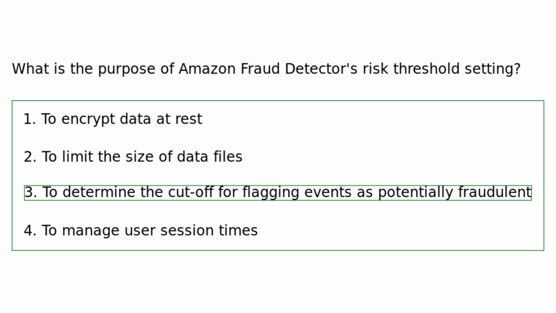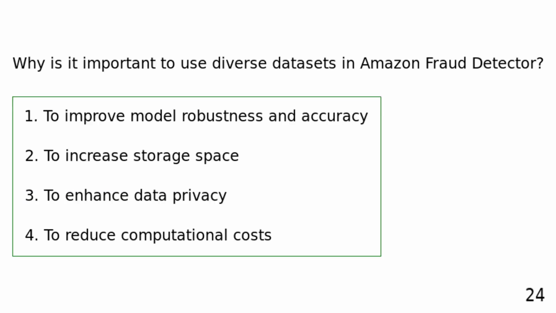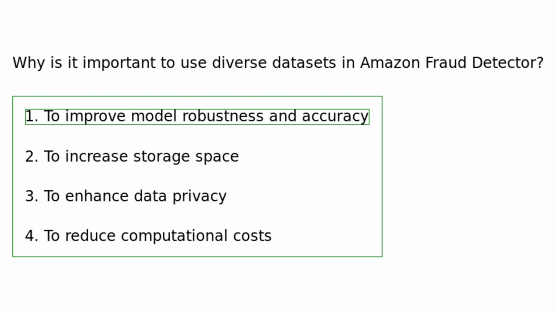Why is it important to use diverse datasets in Amazon Fraud Detector? To improve model robustness and accuracy. To increase storage space. To enhance data privacy. To reduce computational costs. Using diverse datasets in Amazon Fraud Detector is important to improve the robustness and accuracy of fraud detection models by capturing a wide range of potential fraud scenarios.